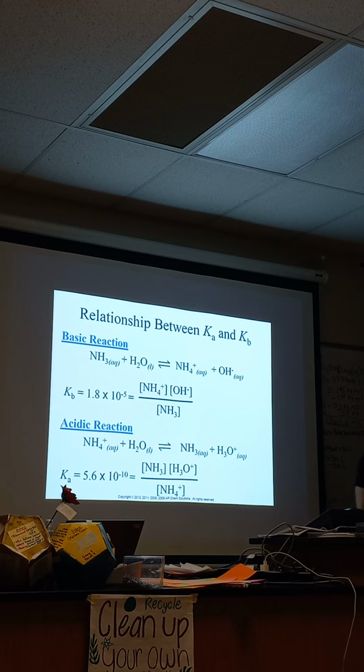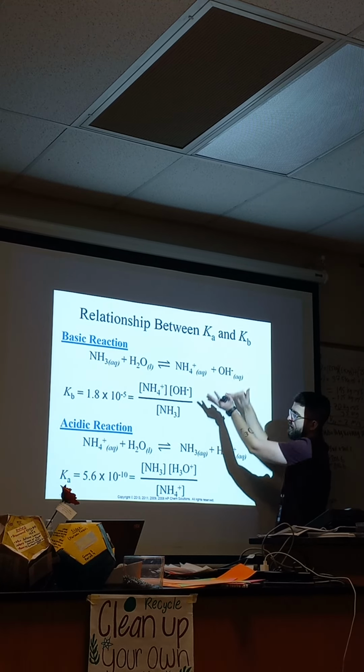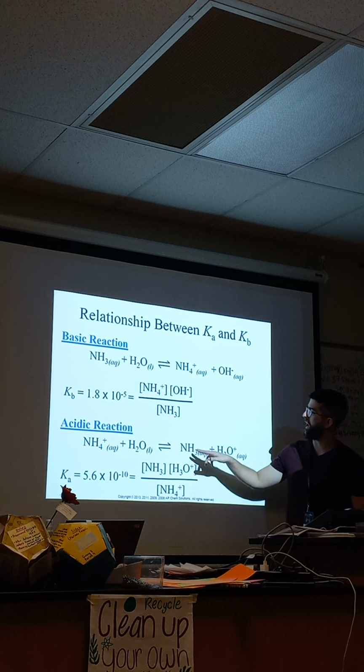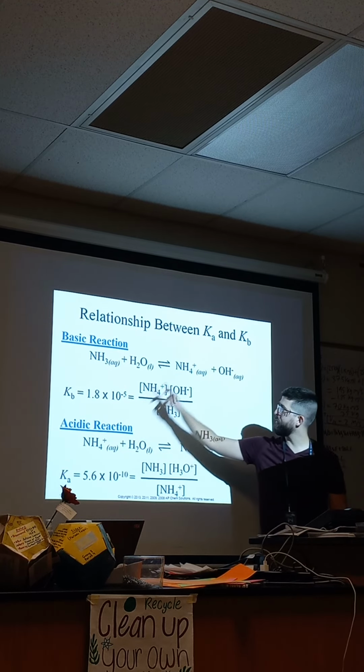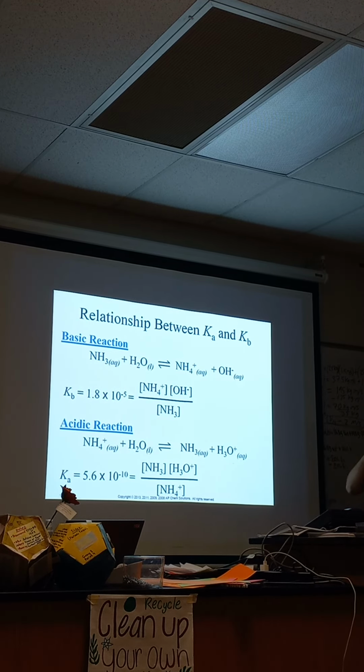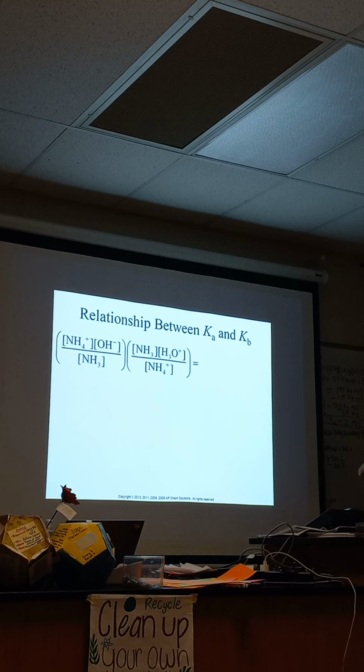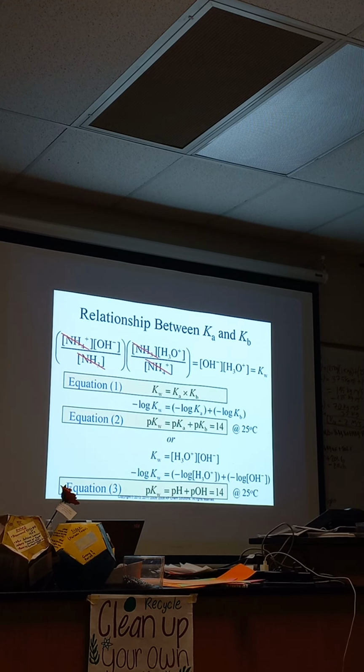Oh, they're given, okay, good. But guys, if we added these two reactions together, the NH3 will cancel the NH3, the NH4 cancel the NH4. And so you just get OH minus plus H3O plus equals H2O. And so if we multiply their Ks together, which is what you do with Ks, you get that. So this is the basis for us to throw these formulas in here.